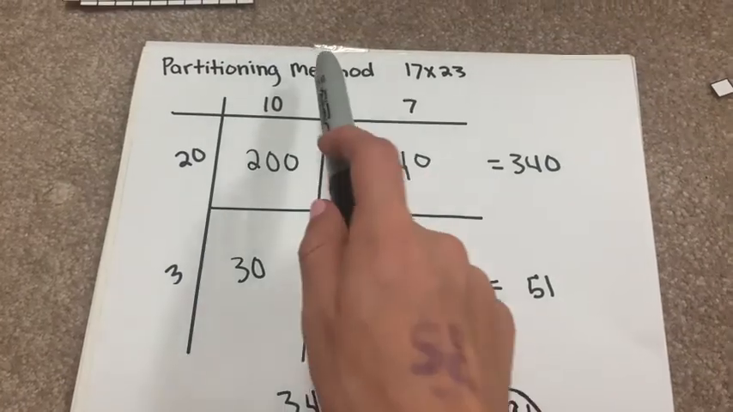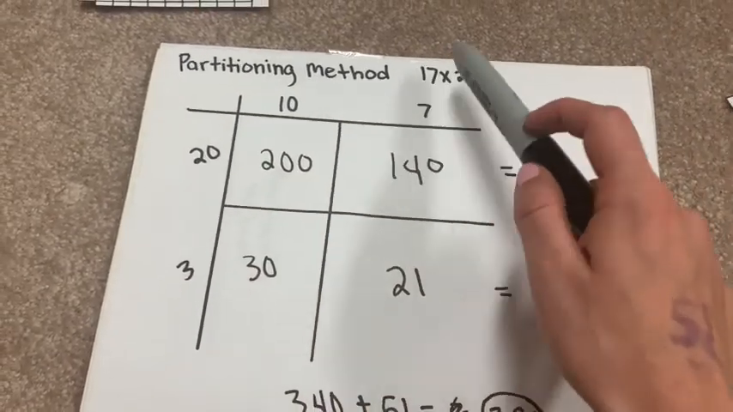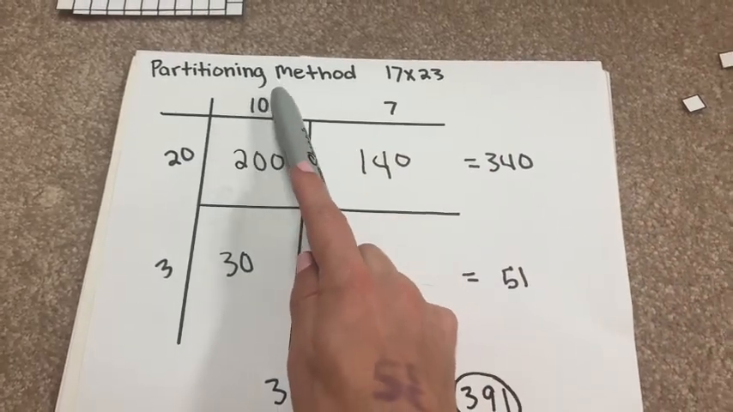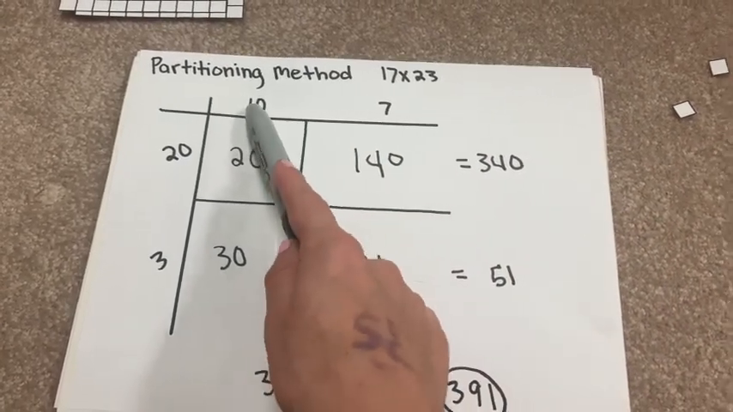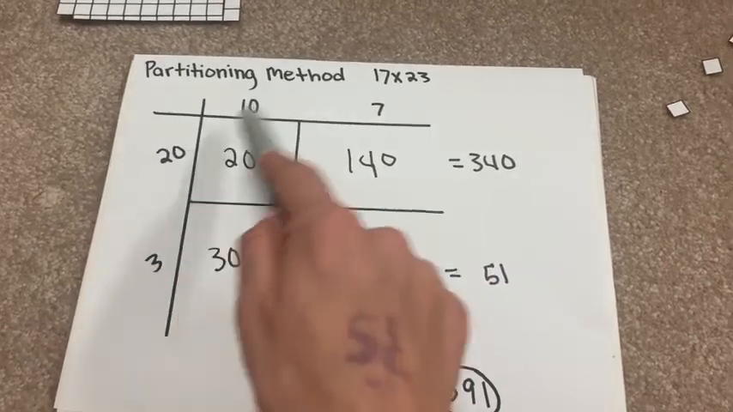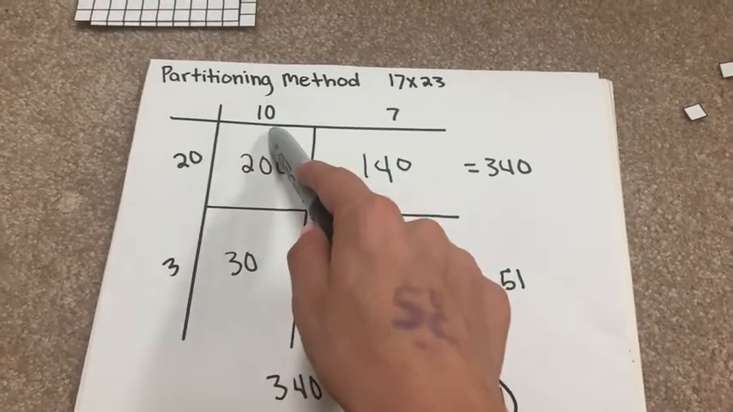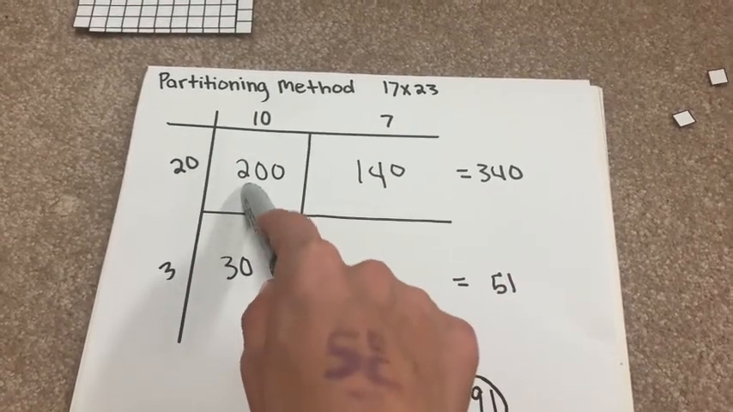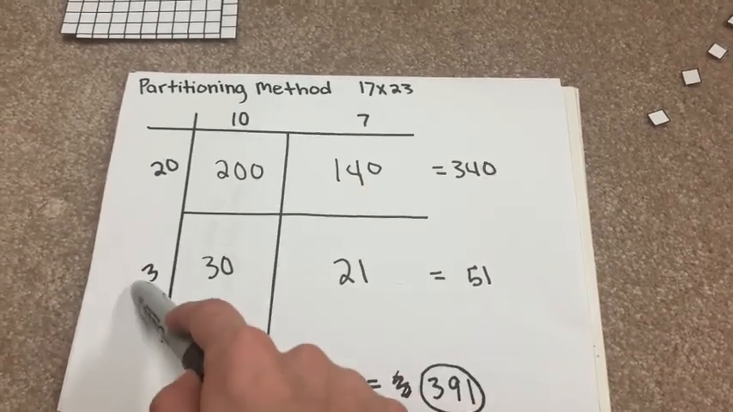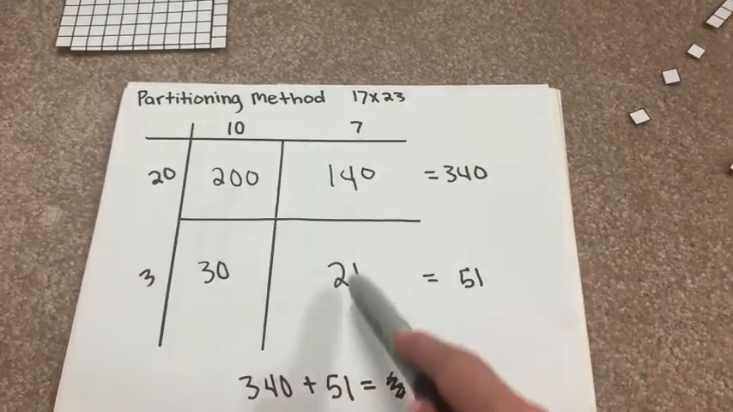So for our last method, we're going to be using the partitioning method for our equation 17 multiplied by 23. So you can see that I broke up each number into their own place values. So 10 plus 7 would be 17. 20 plus 3 would be 23. So to do this method, you go 20 multiplied by 10 equals 200. 20 multiplied by 7 is 140. 3 multiplied by 10 is 30. 3 multiplied by 7 is 21.